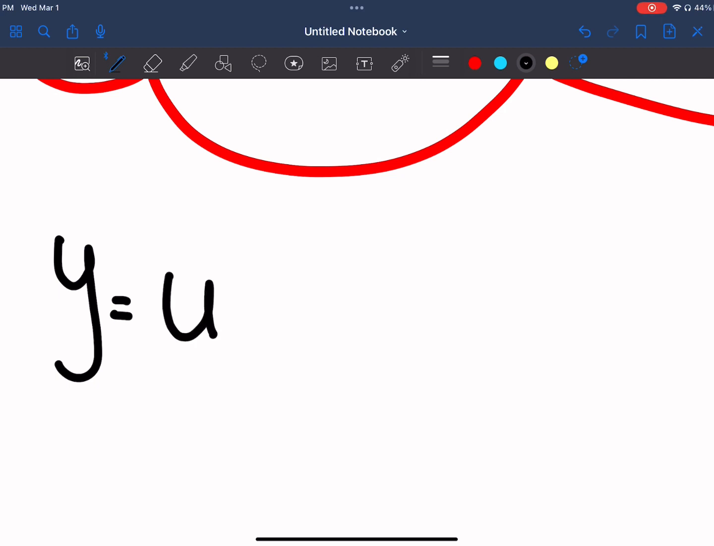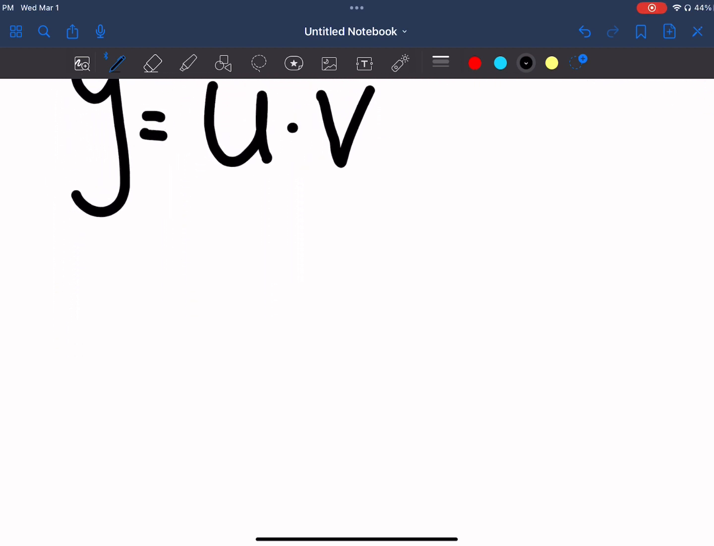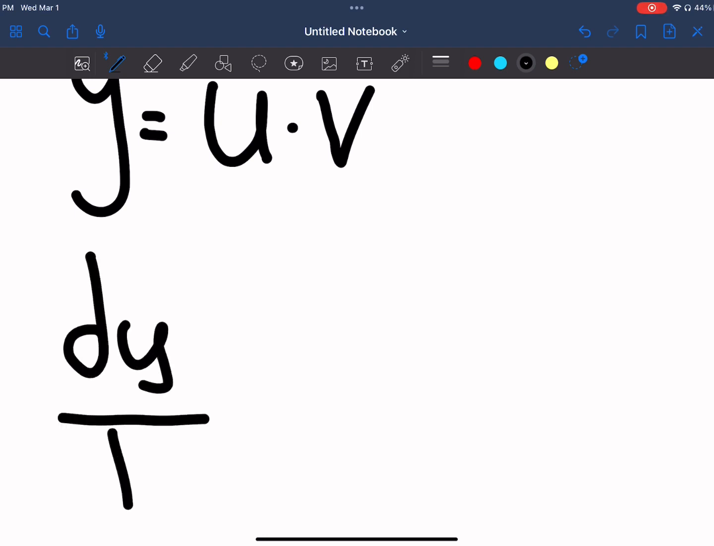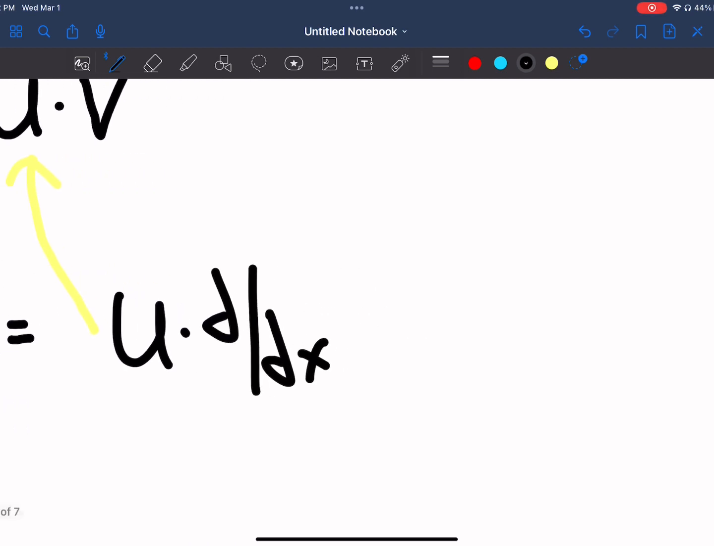So let's say we have y, and we say it's equal to two functions, u times v. Let u and v be functions. So y is equal to uv essentially. How would we differentiate this? So if y is equal to f of x times g of x, how would we differentiate this? We would say that dy by dx is essentially equal to u times the differential of v plus the differential of u times v.